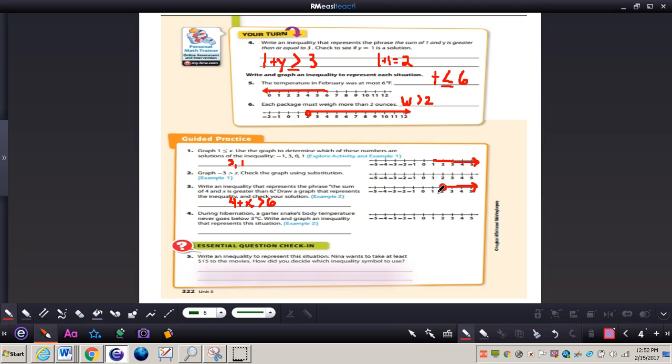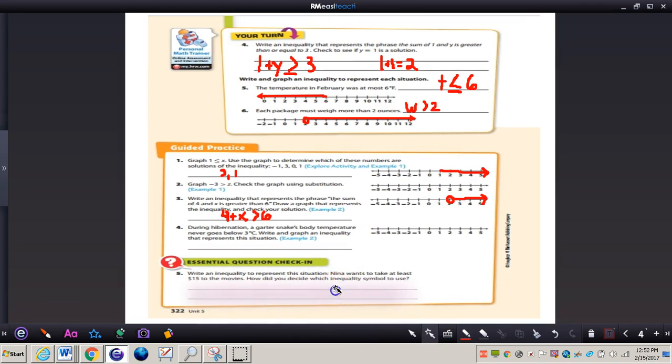So let's look at the essential question check-in at the bottom of the page. It says, write an inequality to represent this situation. Nina wants to take at least $15 to the movies. How did you decide which inequality symbol to use? We have D is greater than or equal to 15. D represents the dollar amount Nina wants to take, and at least means she wants to take $15 or more than $15.